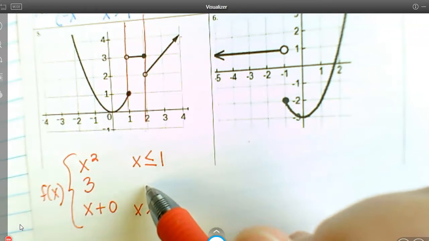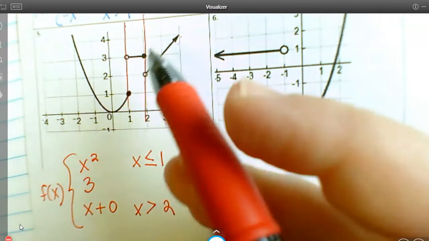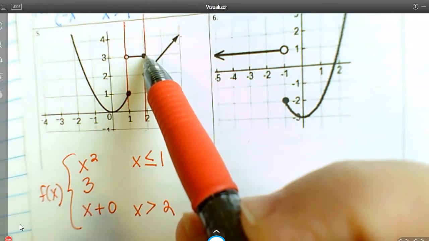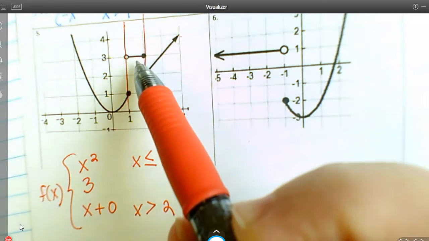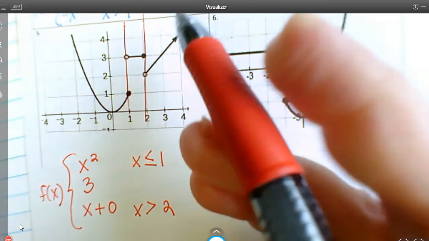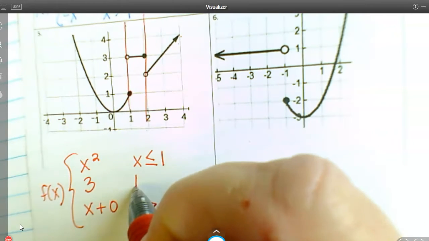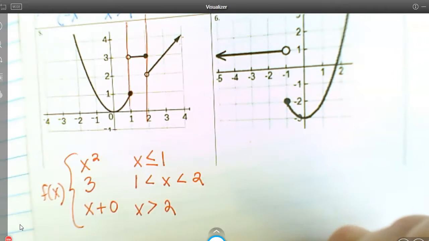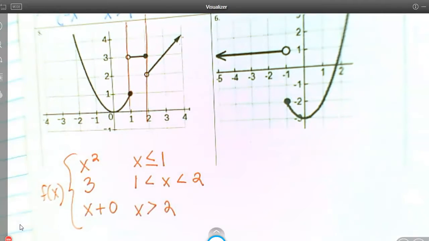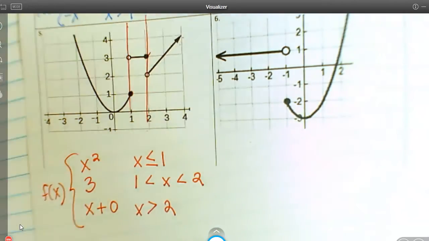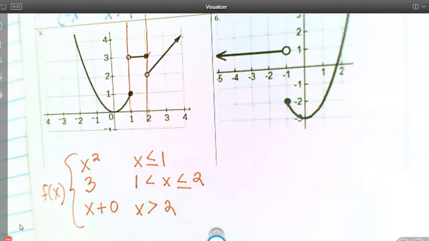Here's the interesting part, the part in the middle. It doesn't keep going both ways. It starts here and goes here. So we're going to write this one kind of the way we've been writing the absolute values that are between 2 numbers. So we're going to write 1 is less than x is less than 2, because it's between 1 and 2. It starts at 1 and goes to 2. And it is closed on the 2 because there's a closed circle right there.